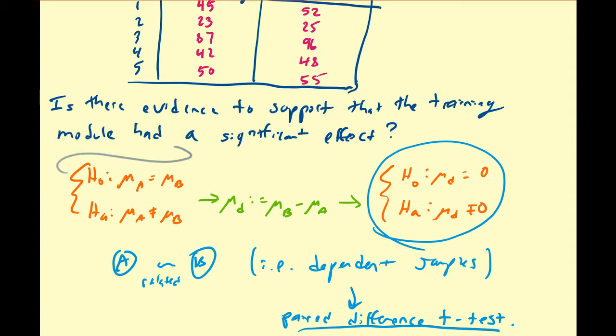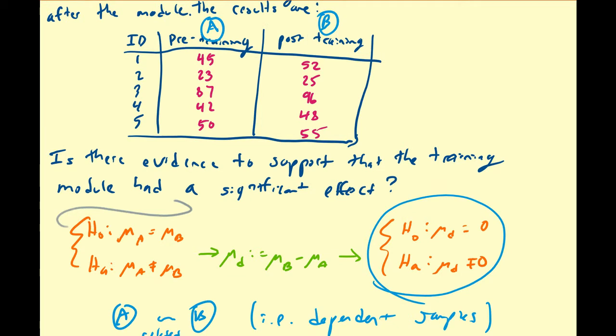Alright, so how are we going to begin? We're going to begin by subtracting set A from set B. So we're going to do B minus A in this case. So 52 minus 45, that's going to be 7. 25 minus 23, that's going to be 2. 96 minus 87, that's going to be 9. 48 minus 42 is 6, and 55 minus 50 is going to be 5.